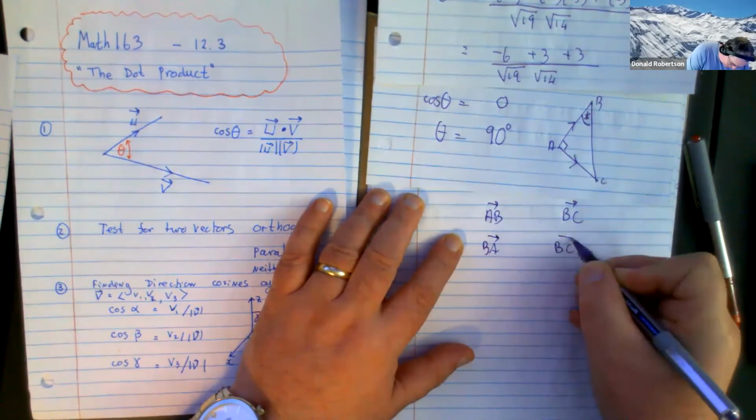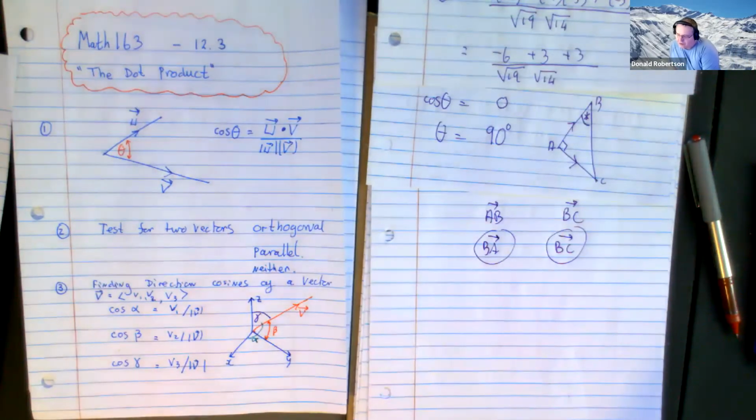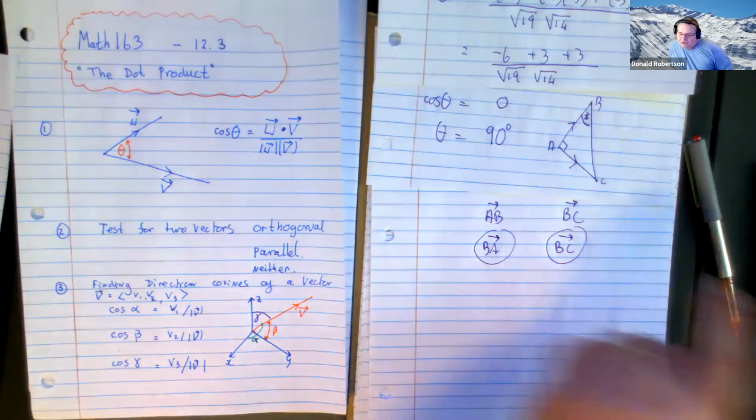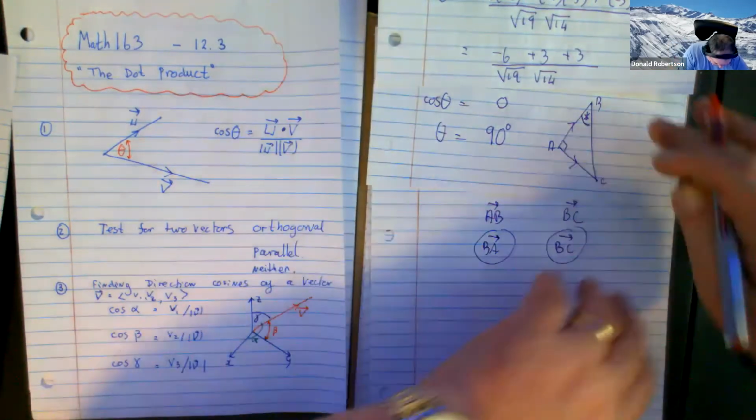When you want to find an angle between 2 vectors, shouldn't both vectors start with the angle that you want, in this case B? You might say, well, what am I getting here? You're actually getting an answer to a different question.